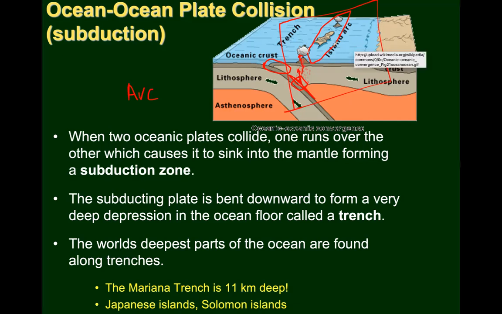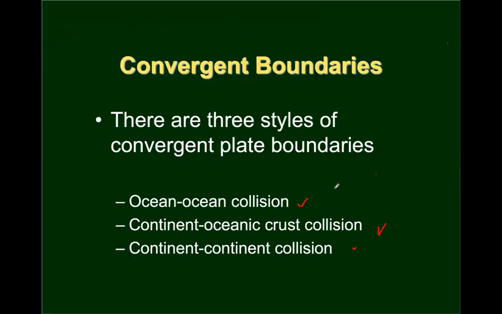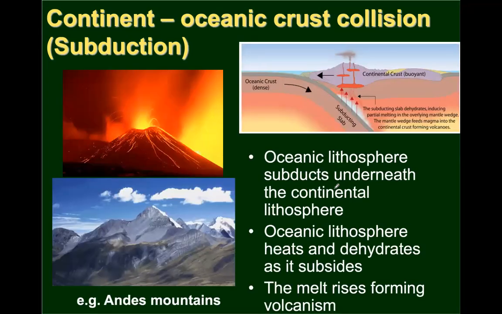A good example is the Japanese islands. There are three main islands: Hokkaido, Honshu, and then Kyushu downwards. They are generated like this: the downgoing Pacific plate, and on the other side the Eurasian plate, a continental plate and an oceanic plate. So the Japanese islands are formed in that way. That was ocean-ocean plate collision. Then the next ones are the continent-ocean plate collision, and also continent collision. Those are the three things.